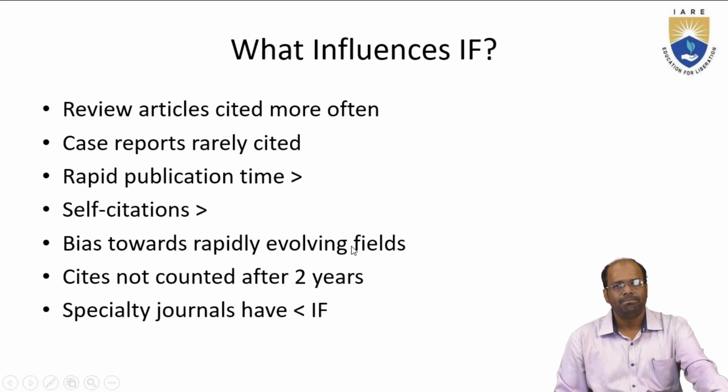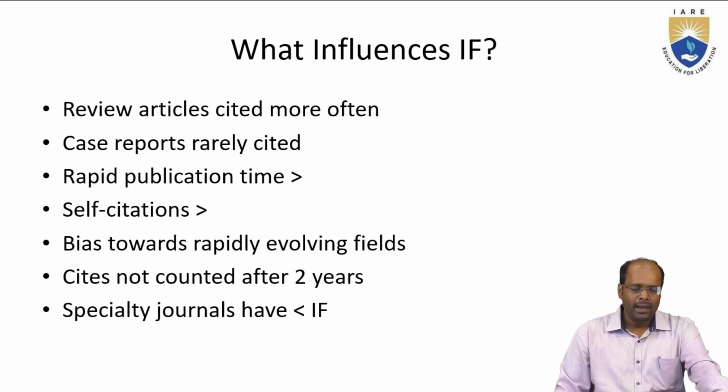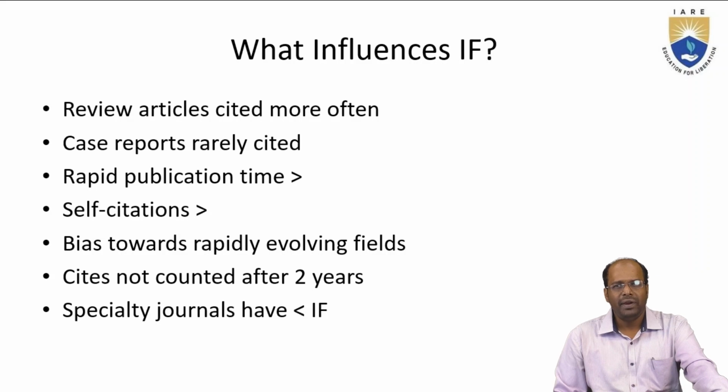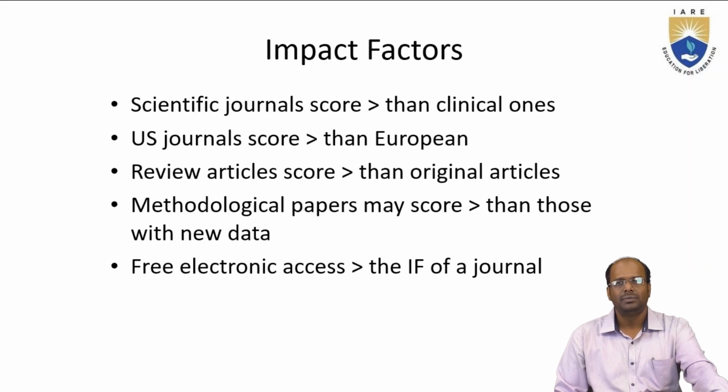Review articles will be cited more, case reports are rarely cited, and rapid publication times give a high impact factor. Journals with more self citations have a higher impact factor. Different fields also introduce bias, due to which the impact factor will be higher or lower depending upon which field we are taking. And citations being counted only for 2 years is a drawback. Specialty journals, meaning special issue journals, have a lower impact factor.